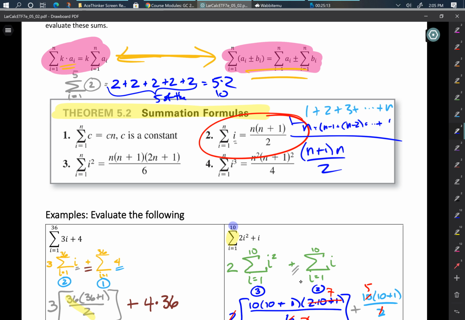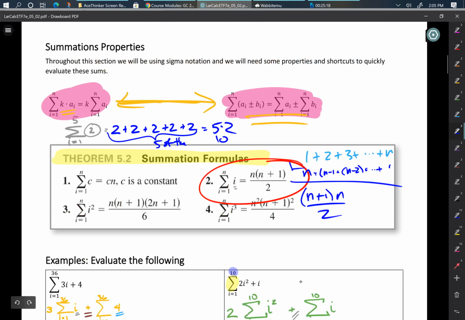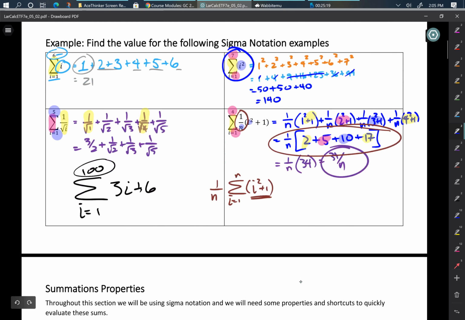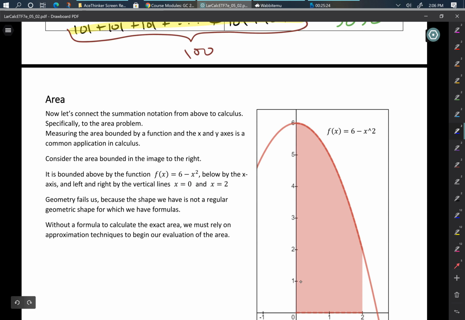All right, that's the end of 5.2 part 1. We'll come back and take a look at area and how these two things connect in part 2.